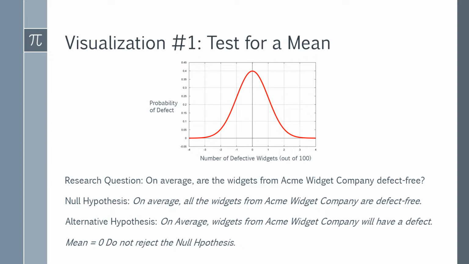So I've come up with a null hypothesis, which is on average all of the widgets from Acme widget company are defect free, or mean is equal to 0. The alternative hypothesis would be on average the widgets from the Acme company will have a defect, which would mean the mean is not equal to 0. Here, since the mean is equal to 0, we are not going to reject the null hypothesis. We will say, on average, that all the widgets from the Acme company are defect-free.